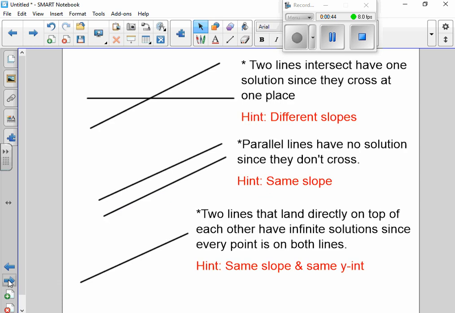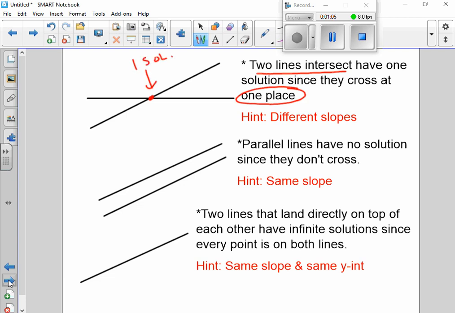All right, so here's the three scenarios that you need to be aware of. Number one is the most popular. It's the one that's going to happen the most. They cross somehow, some way. The two lines end up crossing. All right, two lines intersect. We say they have one solution because they only cross at one spot. That is the solution, one solution.